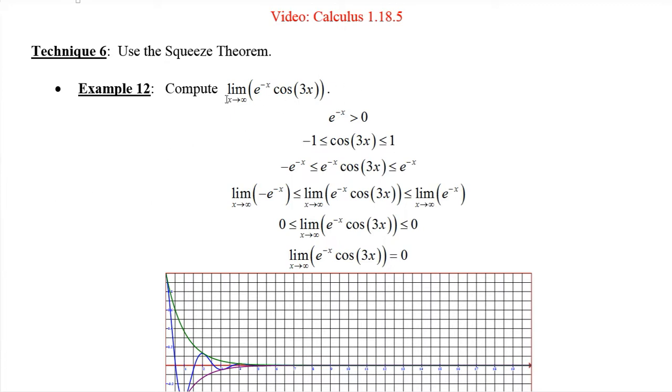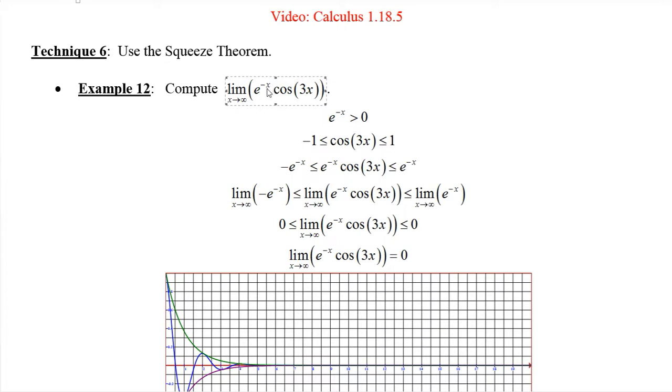One place this can often be used is where you see a sine or cosine function, which we know is a bounded function. Sine and cosine are always between -1 and 1. And we can then multiply that by some other function, and oftentimes we can apply the Squeeze theorem.